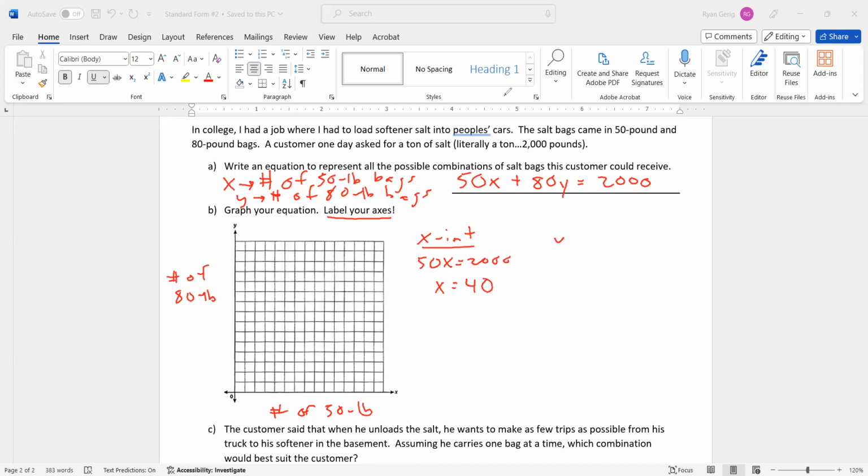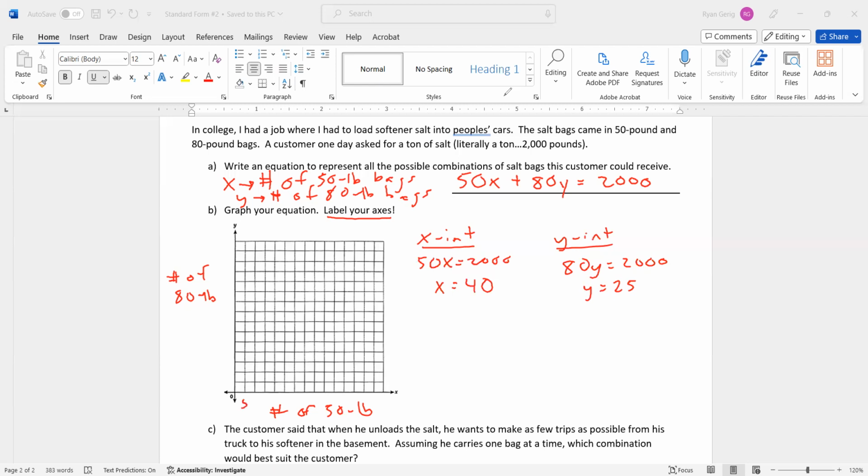Keep that in mind. Y-intercept, 80y equals 2,000. Divide by 80. You get 25. So my y-axis is going to have to at least get to 25. So we're going to have to scale this a little bit. I don't have 40 lines, so I can't do each line as 1. Maybe I do each line as 5, because those are both divisible by 5. I'm going to go by 5.